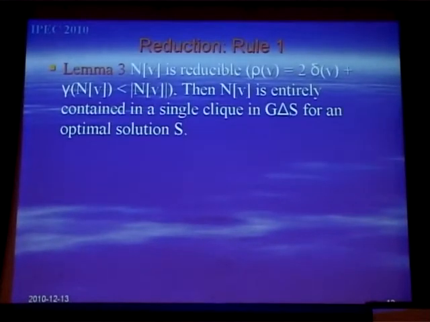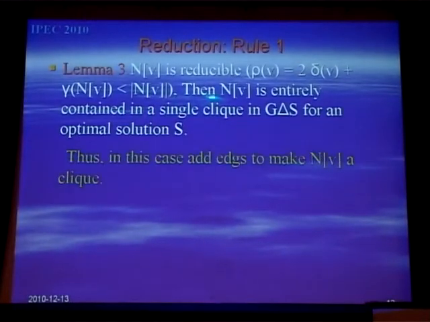So then we have this reduction rule. If you have this vertex which is reducible, i.e., it satisfies this condition, then you know that it's entirely contained in some clique in the solution. What you do in that case, once you identify this, is you just add all edges to make the neighbors of that a clique. So that basically gives you a rule.